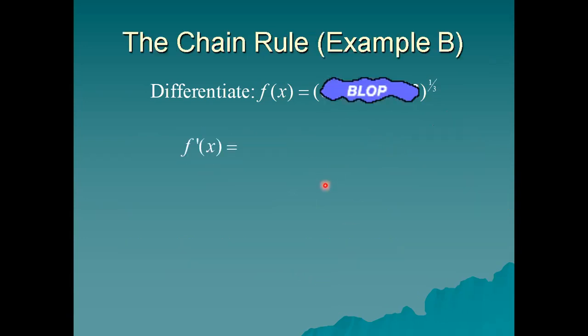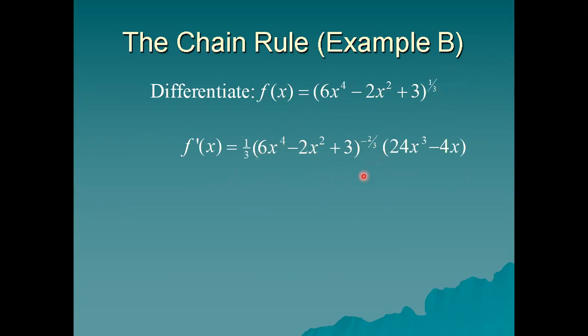To solve it correctly, we follow this step. 1/3 times the quantity raised to the power of negative 2/3. Why is it negative 2/3? Because 1/3 minus 1 is equal to negative 2/3. And then we place it there inside the parenthesis. That's how we do the process. After that, multiply it by the derivative of the expression inside, 6x raised to the power of 4 minus 2x squared plus 3. Its derivative is 24x cubed minus 4x. You can double check that one by applying the rule systematically.